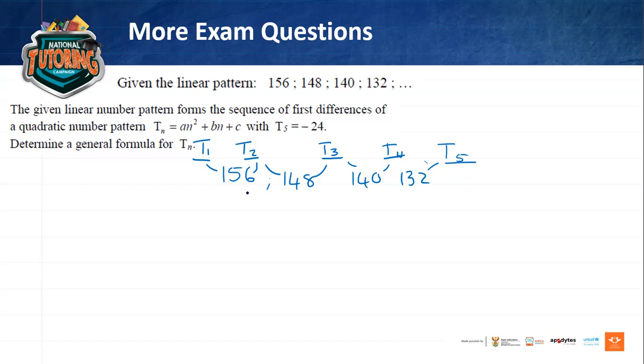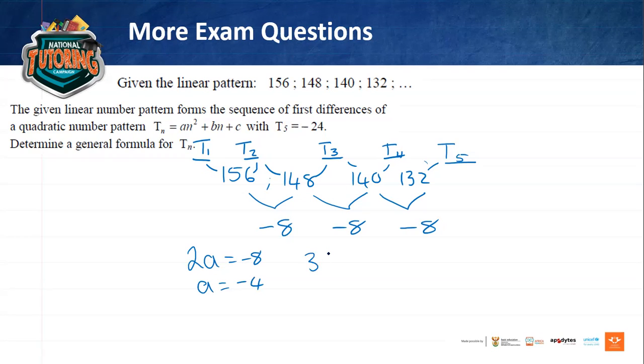So it's a quadratic number pattern. I'm looking for the general formula. And in order to do that, I need the second differences. So 148 minus 156, we see that we subtract 8 each time here. So from this, I can see that 2a is negative 8. I can see that 3a plus b is 156. So if we solve, we get 168 for the b value.